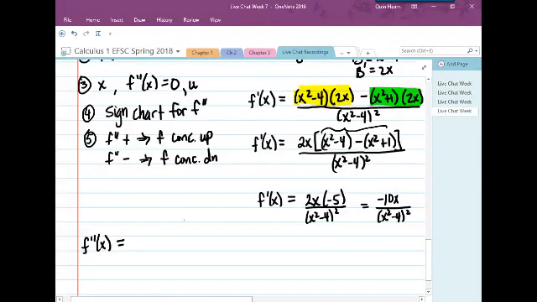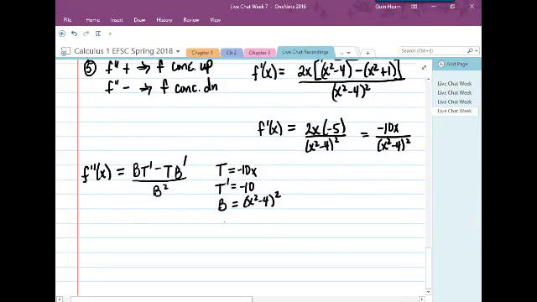And once again, this is a format which lends itself to the quotient rule. So we're going to use bottom d top minus top d bottom over bottom squared. The top function is negative 10x, so its derivative is just negative 10. The bottom function is x squared minus 4 squared. So for its derivative, we'd have to use the chain rule or FOIL it out, but I'm going to use the chain rule. I'm going to bring the 2 out front, subtract 1 from it, and then multiply by the derivative of x squared minus 4, which would be 2x. So this is going to be 4x times x squared minus 4.